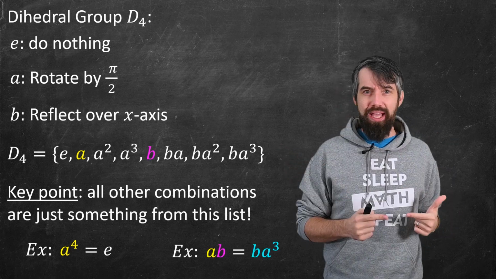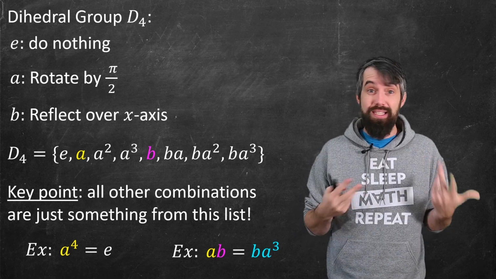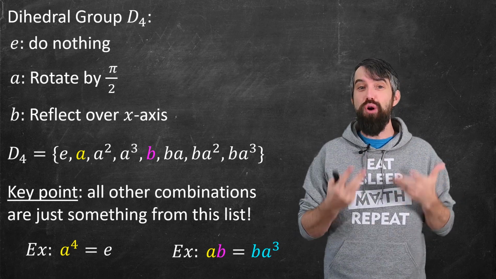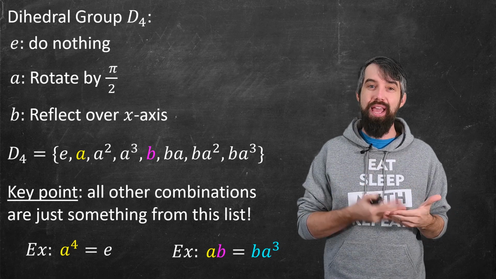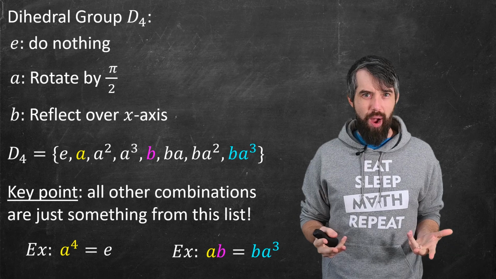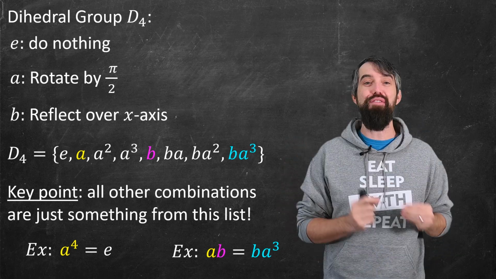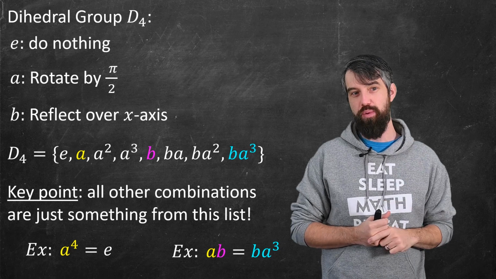Or for a more complicated one, as we saw earlier, if you decide to rotate first and then reflect, this is the same thing as reflecting first and then rotating 3 times. AB is equal to BA cubed, another thing that's already on my list. It's worthwhile sitting down and trying to play with these combinations and convincing yourself that this list of 8 elements is all the possible ways.